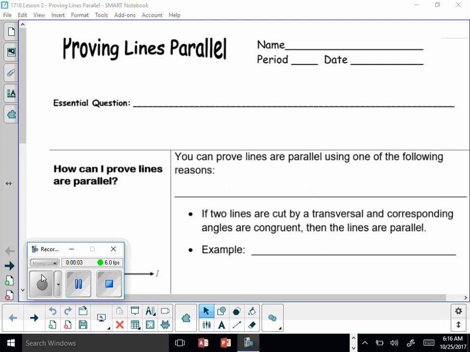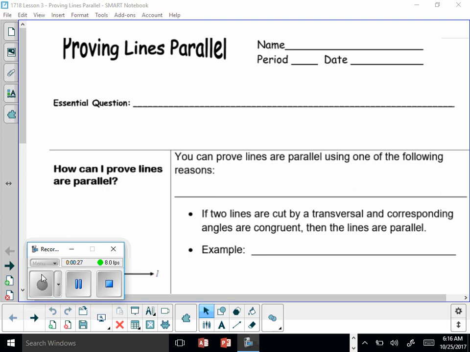Proving lines parallel. So to begin this unit, we talked about angle pair relationships that exist when any two lines are cut by a transversal. You don't have to have parallel lines. Then we talked about how parallel lines affect those angle pair relationships and whether or not we had congruent or supplementary angles as a result.